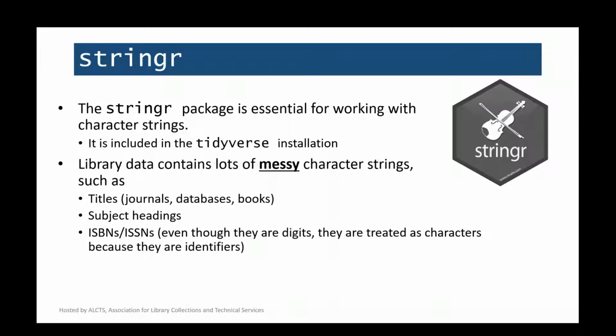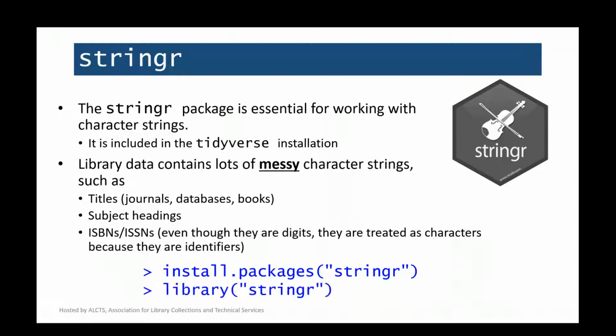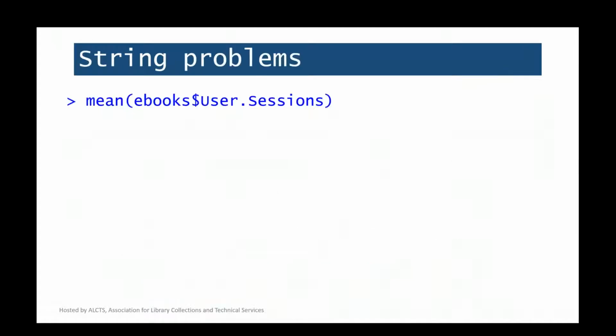And library data has a lot of text, a lot of character strings, and a lot of these are super messy for a number of reasons. So we have titles, which include journals, databases, books. We have subject headings. We have ISBNs and ISSNs. As we discussed earlier, even though these are digits, they're treated as characters. So as we'll see in the coming slides, sometimes these character strings need a lot of work. Of course, install the package either individually or as part of tidyverse, and then load the package.